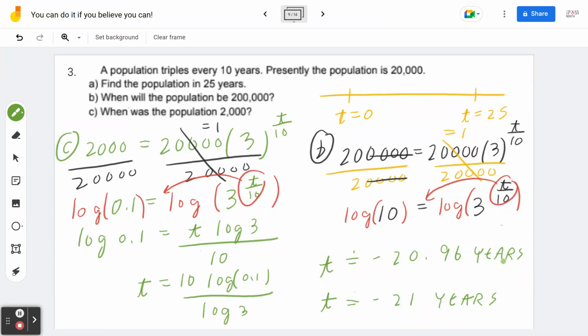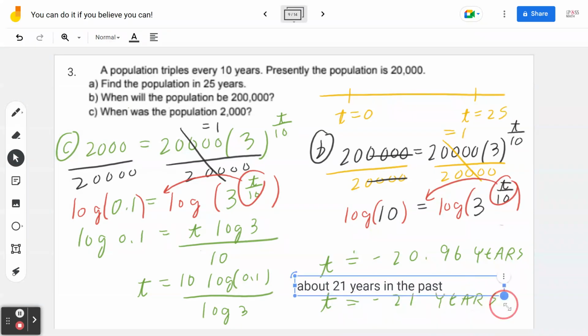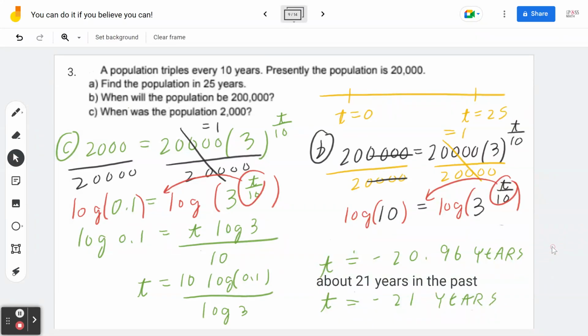And the more important note is that negative means before, right? So if I grab a text box, I'm going to write in the space about 21 years in the past. If it's positive, you're talking about the future. If it's negative, you're talking about 21 years from before. So again, not to overstate this, but if you go back to the timeline, I can update this a little bit. If I said time equal to 0 was in the middle, then this would have been negative 21, which means 21 years ago, right? Not 21 years in the future.